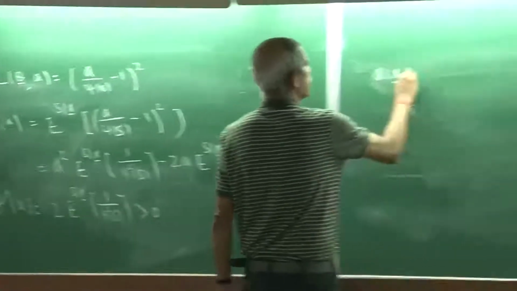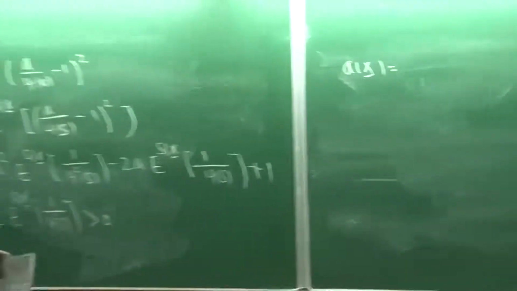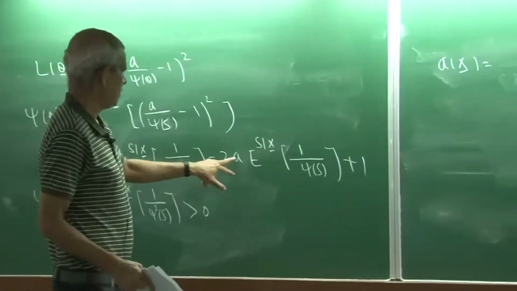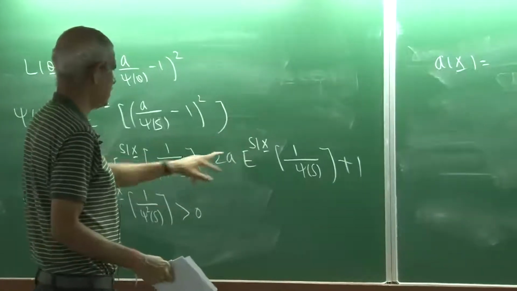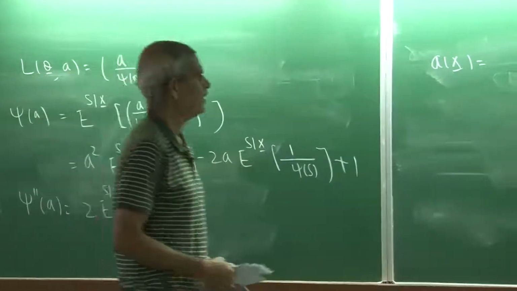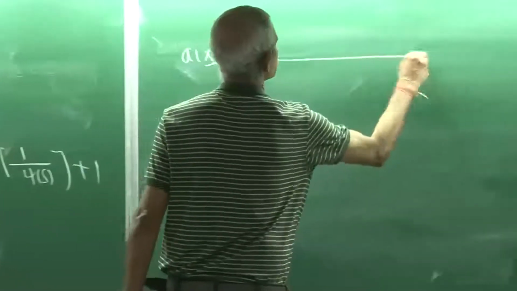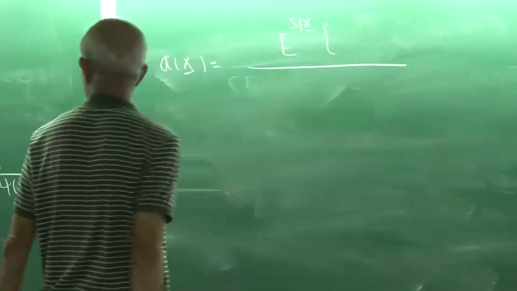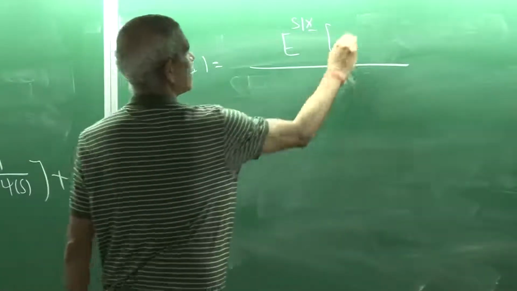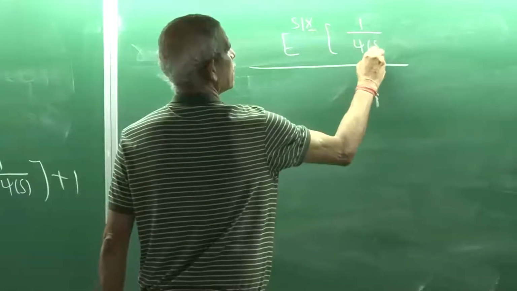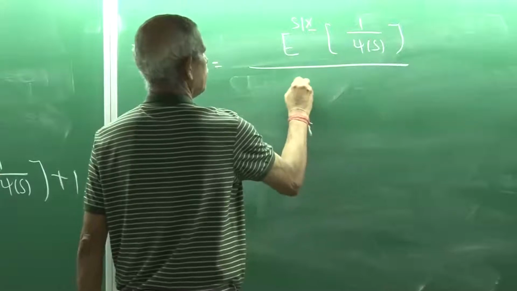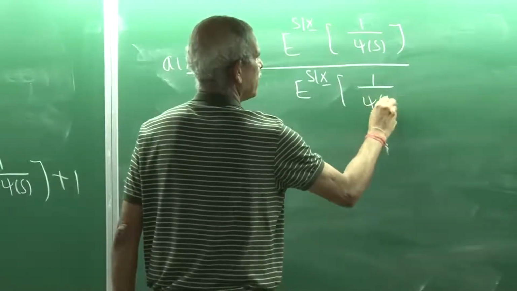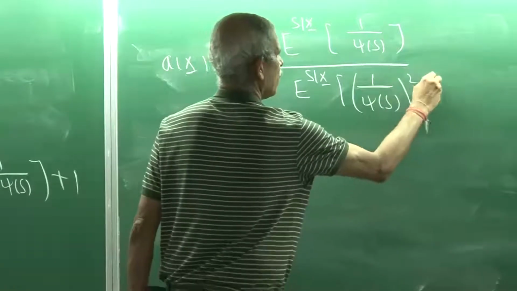So the Bayes estimate is where the derivative is 0. Derivative is 0 means twice a times E(1/psi²(s)) minus 2 is equal to 0. So that means a is the same as this divided by this. So this is the same as the expected value of s given x of 1 upon psi(s), divided by the expected value of s given x of (1 upon psi(s)) whole squared.